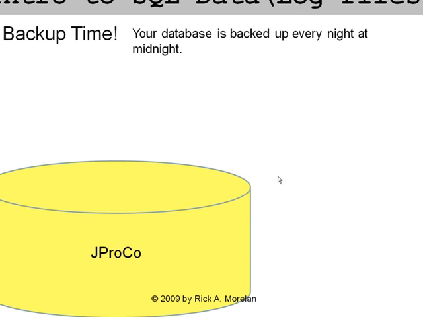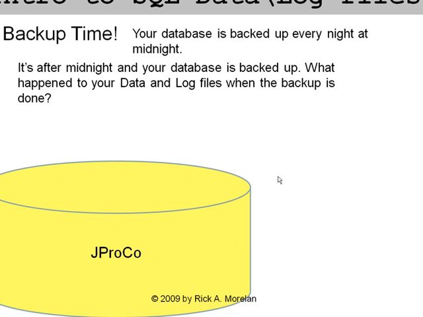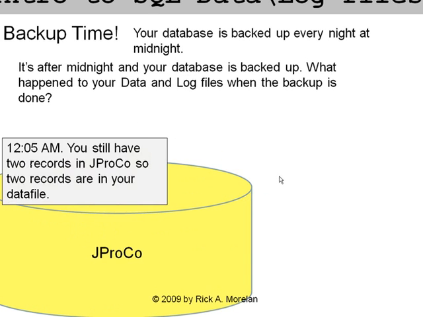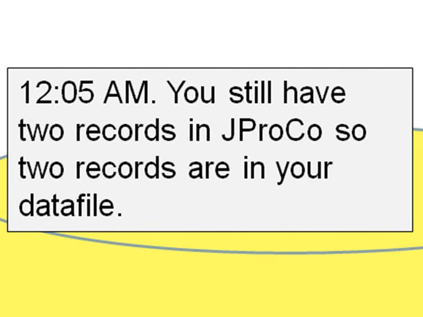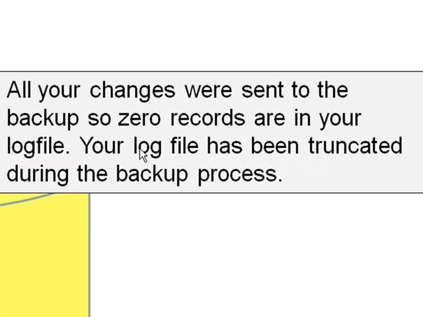So let's say midnight happens after these three changes affecting these two records. What happens? Okay, so now it's after midnight. The backup is finished. What is the status of your data and your log files after the backup is done? Well, at 12:05, let's say, you still have two records in JProCo, so your data file is still two records in size. Your log file, all the changes have been backed up, so your log file is now truncated, and it is at 0. It has no records in it.